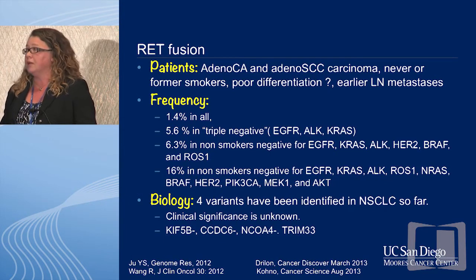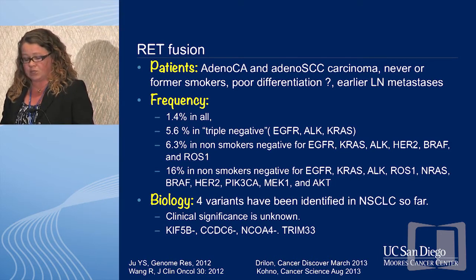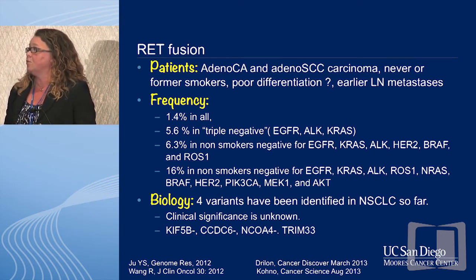Very similar to ROS and ALK, these are also patients who are never or former smokers. They usually have adenocarcinoma and adenosquamous carcinoma. In patients with early stage disease undergoing surgical resection, it has been noticed that they have earlier lymph node metastasis. Frequency depends on how you prioritize your patients. If you take everybody, the incidence is about 1.4%, but if you have a patient who is negative for 10 oncogenic mutations, then the chance of them having a RET oncogene is about 16%. So it's all about what kind of selection you use to do the test.